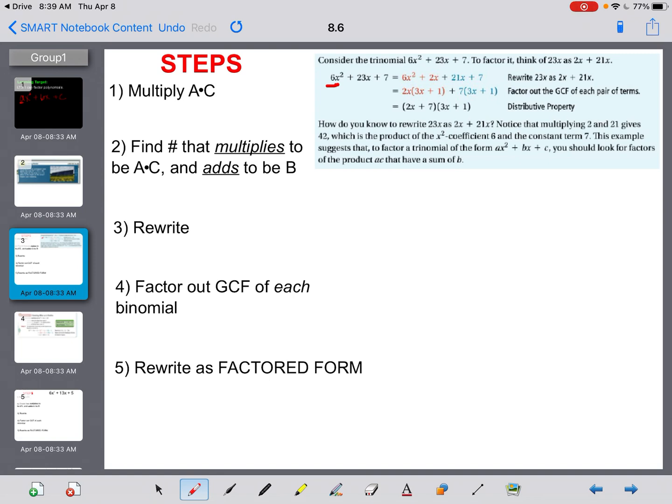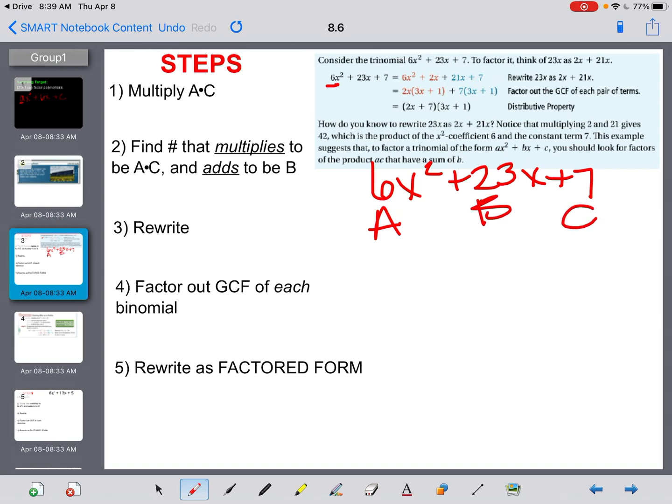The first thing that you need to do is take your a value and your c value and multiply them together. So if you have 6x squared plus 23x plus 7, here's our a, here's our b, and here's our c. Okay, so we're going to take that 6 times 7, which gives us 42.